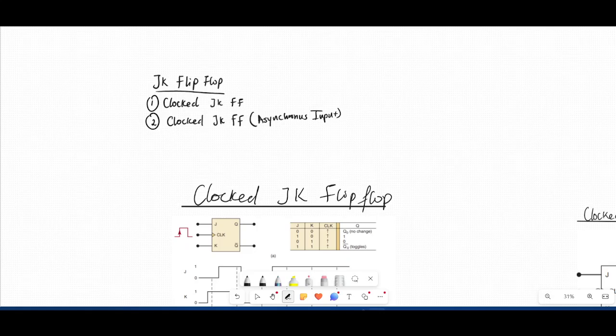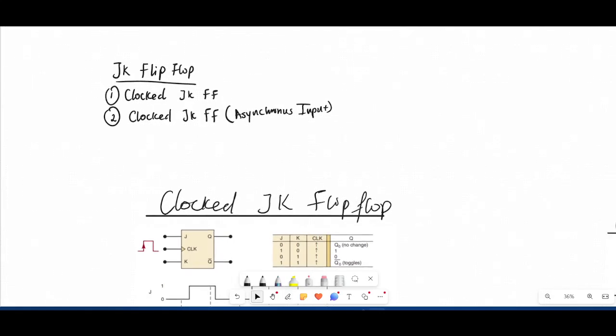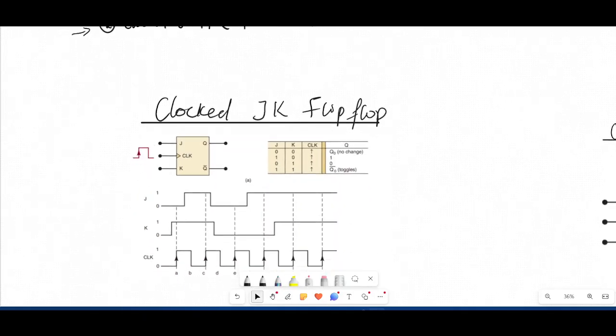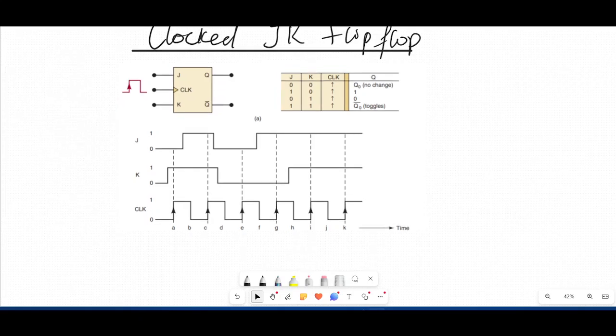So good day class, this is another course on the JK flip-flop. We have two types of JK flip-flops, the clocked JK flip-flop and the clocked JK flip-flop with asynchronous inputs. We're going to get back to what this is. So starting with the clocked JK flip-flop, this is the truth table or the function table, and we're going to be tackling this question using the function table.